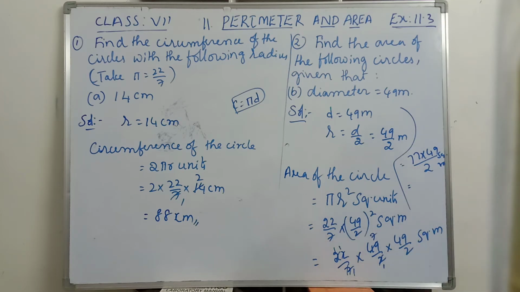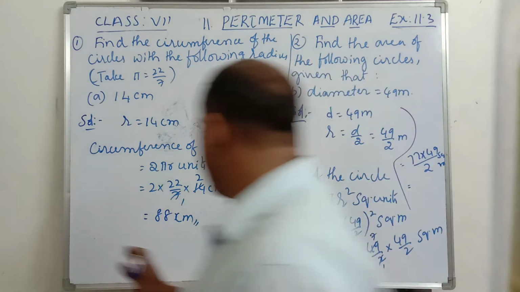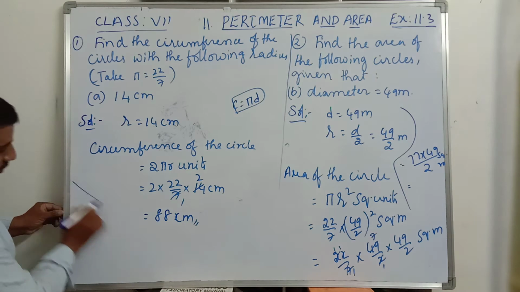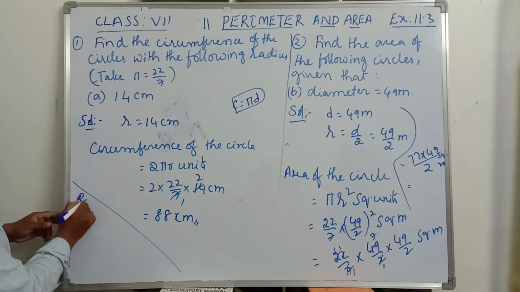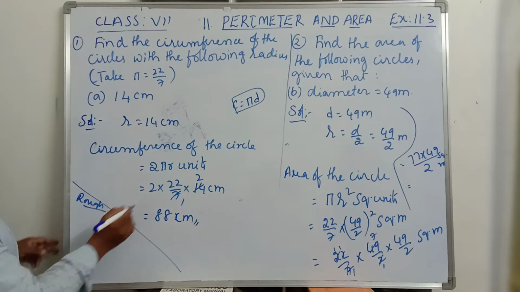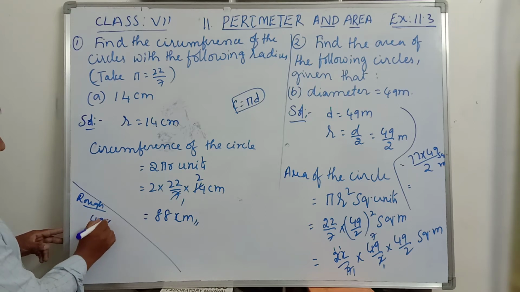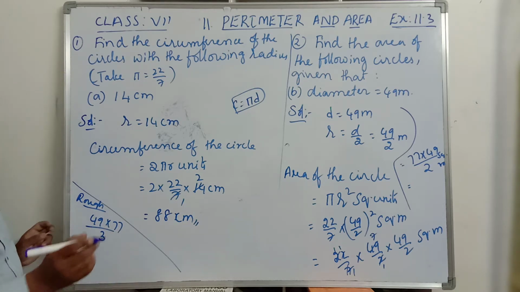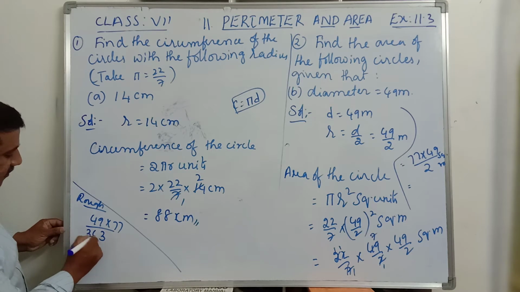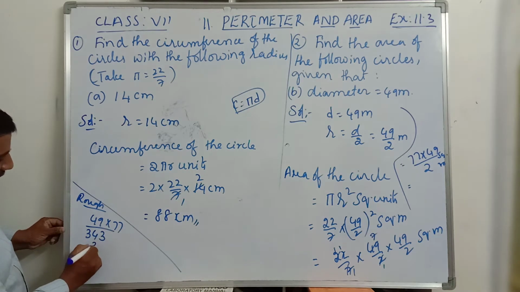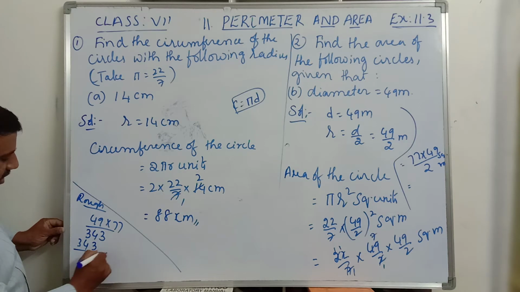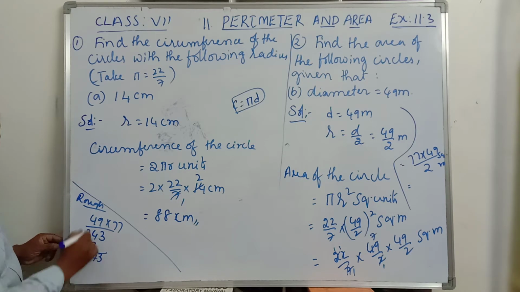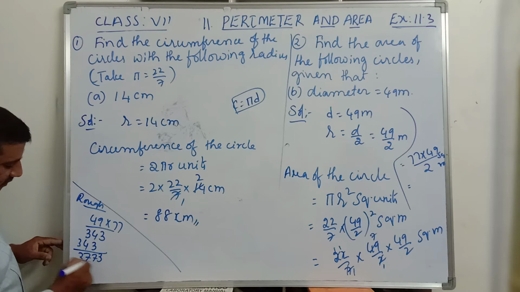Simplify this. Multiply 77 and 49, then divide by 2. So here I will do the rough work. 49 into 77: 7 nines are 63, 6 carry. 7 fours are 28, 28 plus 6 is 34. Then again with 7, the same number, 3, 4, 3. 4 plus 3 is 7, 3 plus 4 is 7, and 3 we got.